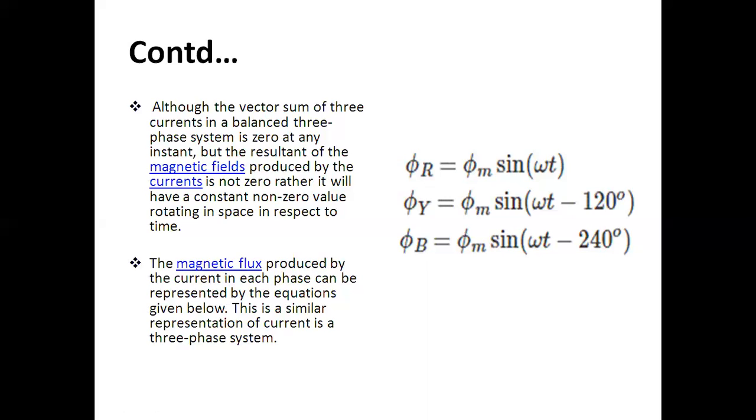In the R phase, the magnetic flux is phi m sine omega t, where phi m is the maximum value of the flux. In the Y phase, the flux is phi m sine (omega t minus 120 degrees). And in the B phase, phi b is phi m sine (omega t minus 240 degrees). So it is clear that in space they are 120 degrees apart, and in the time domain they are also 120 degrees apart from each other. Each of the fluxes is 120 degrees apart from the others.